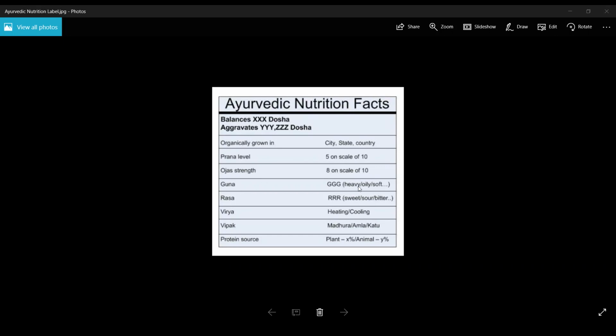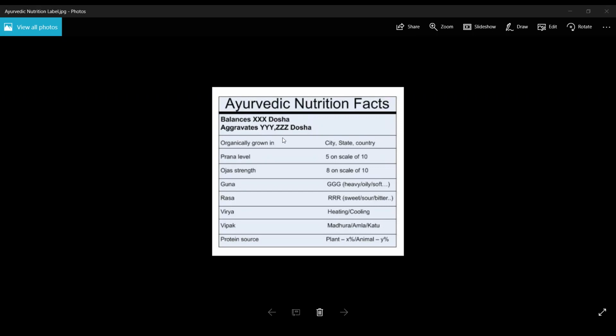Guna is not the 3 gunas, it's the 20 gunas, 10 opposing qualities. Oily, dry, heavy, light, soft, rough. Remember, what is the guna? Rasa. What are the 6 tastes? I am not going to go into Virya and Vipak right now. Protein source, is it plant or animal based? Are you seeing how different this is from a regular nutrition label?